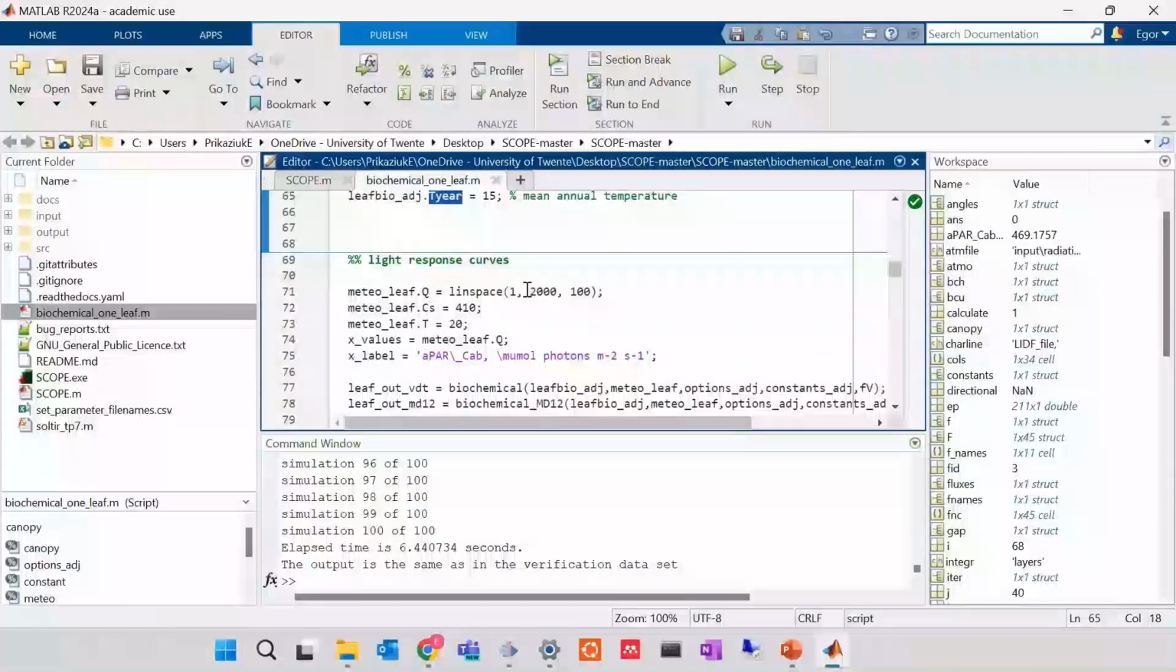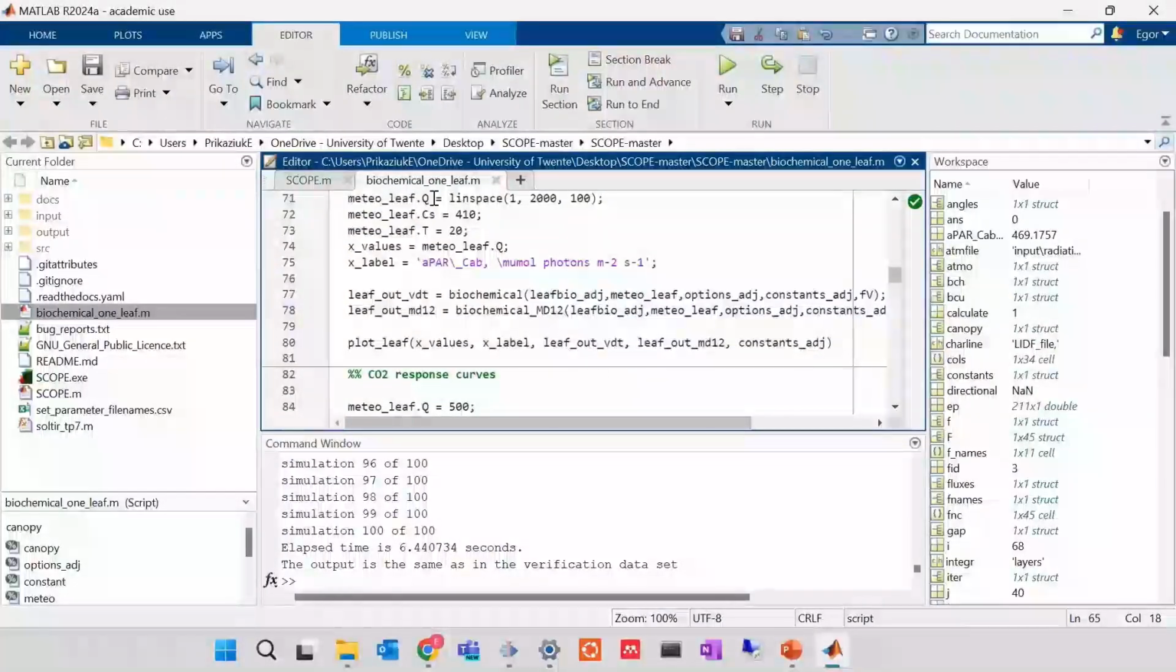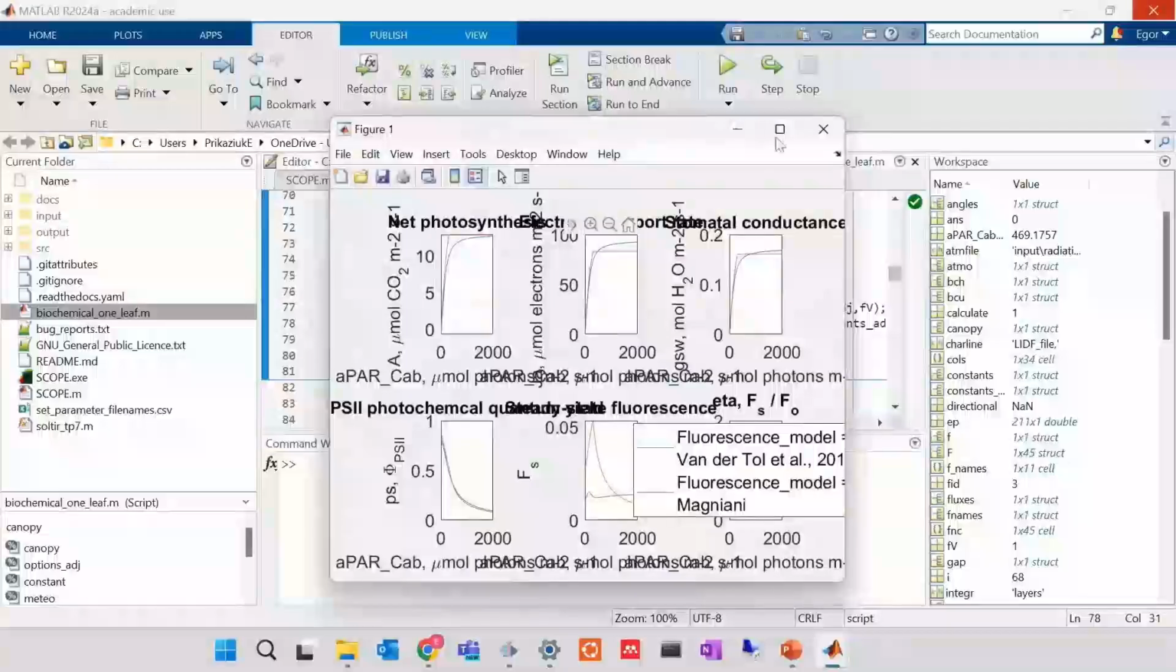So if we want to simulate a light response curve, we say that we provide light in values from 1 to 2000 micromoles of photons per square meter per second, and we keep carbon and temperature at the same level. So let's run it and see the difference.